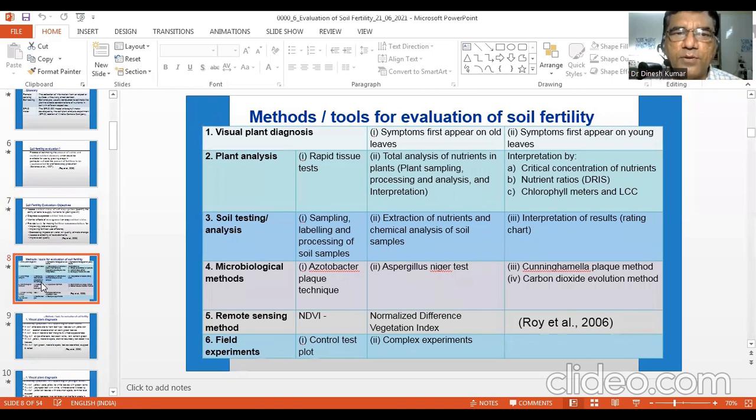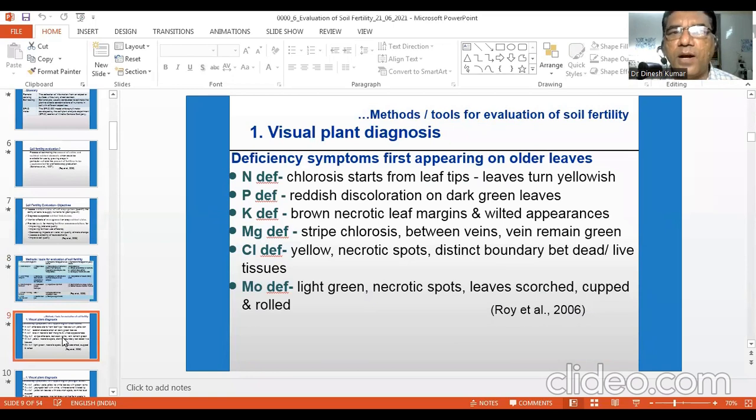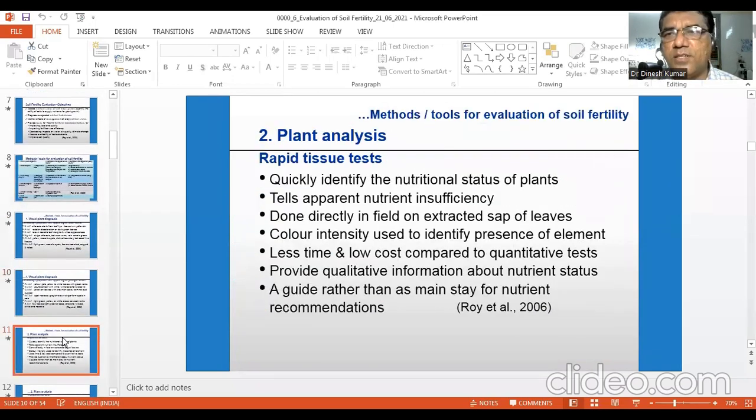Visual diagnosis, plant analysis is rapid tissue and quantitative analysis. Rapid tissue is a qualitative test and total analysis is a quantitative test, where we analyze exact status or concentration of nutrients in the plant system. Then soil testing or soil analysis, microbiological methods, remote sensing, and finally the best way is to have field experiments. So we are going to discuss all these. We have already covered visual plant diagnosis. So it is just indicative of nutrient deficiency or sufficiency or toxicity.